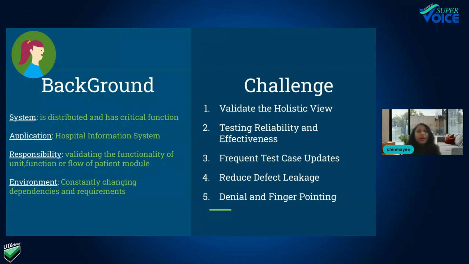Then what were her responsibilities? Coming back, her responsibility was validating the functionality of the unit, function, or the flow of the patient module. And the environment she is working in is constantly changing the dependencies and the requirements.